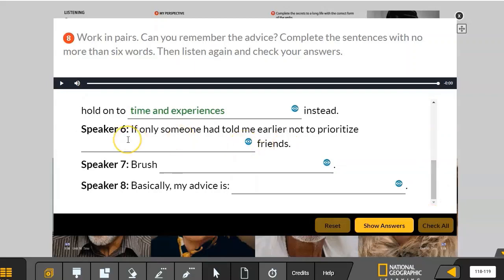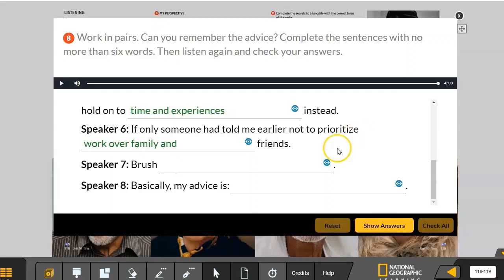Okay, number 6, speaker 6. If only someone had told me earlier not to prioritize work over family and friends. Okay, people who work a lot, yeah? Remember, work is not the only thing in life, guys, okay? So you have to prioritize your family and friends.